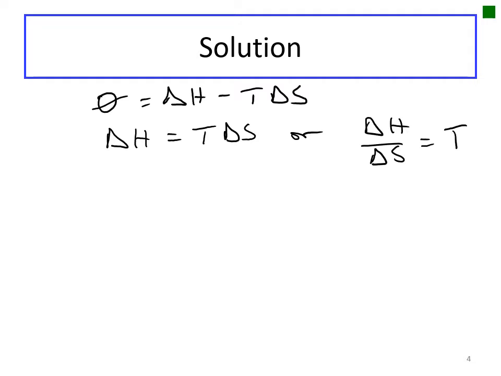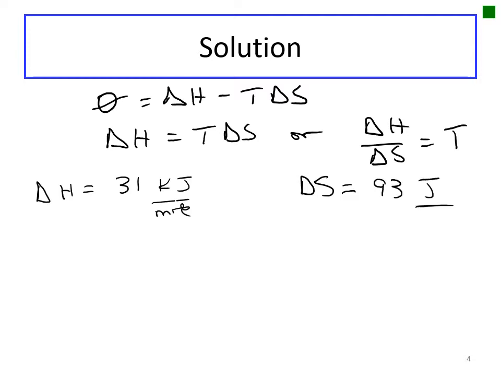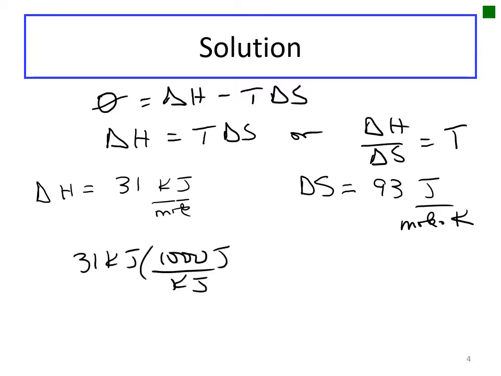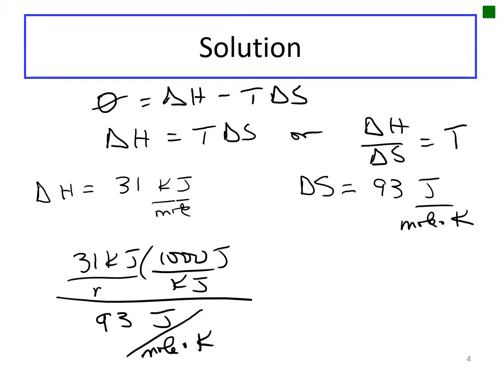Now we have to watch our units. We were given that delta H was 31 kilojoules per mole. Here we need this in joules, because delta S is given here as 93 joules per mole K. Because S and H have different units, we're going to fix them, and we're going to say here that 31 kilojoules multiplied by 1,000 joules per kilojoule for delta H divided by 93 joules per mole K. I better put the moles down here as well.